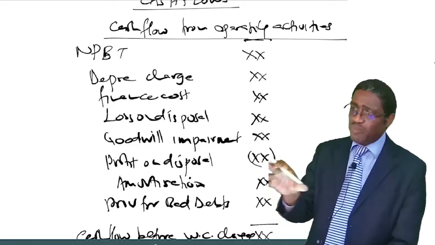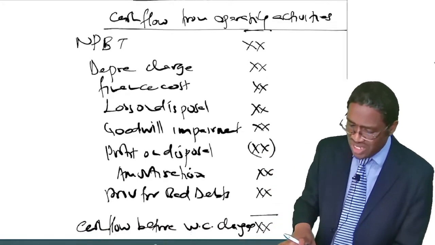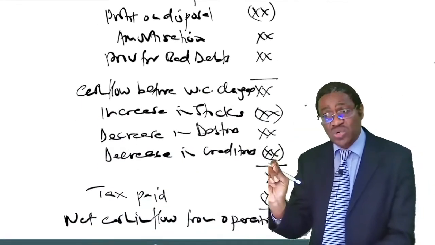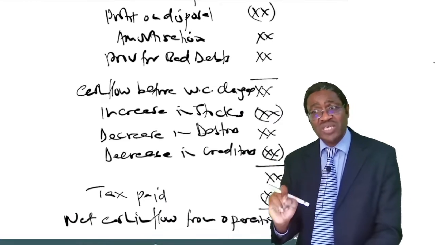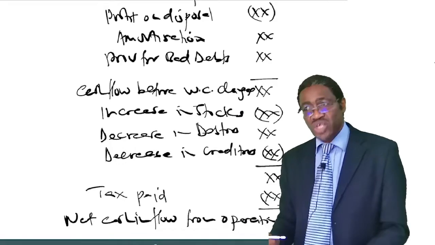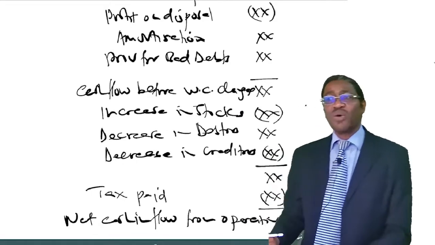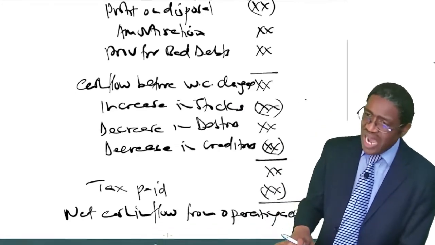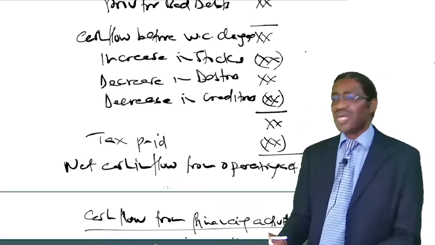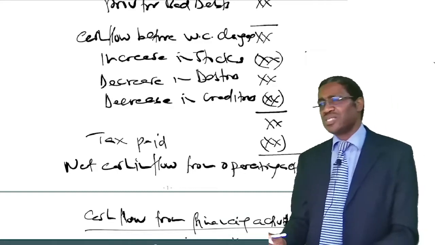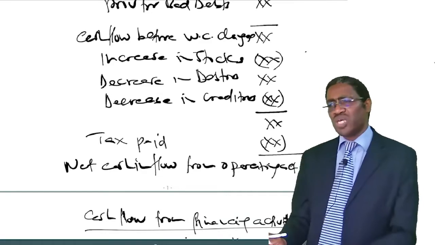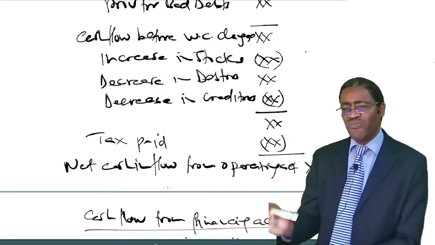Once you get the profit before tax and you have adjusted with all non-cash items, you get the total, and that total becomes what we call the cash flow before working capital changes. Then analyze the working capital items. An increase in stocks is an outflow, a decrease in debtors is an inflow, and a decrease in creditors is an outflow. Assuming those are the only working capital items, get the total of all that.